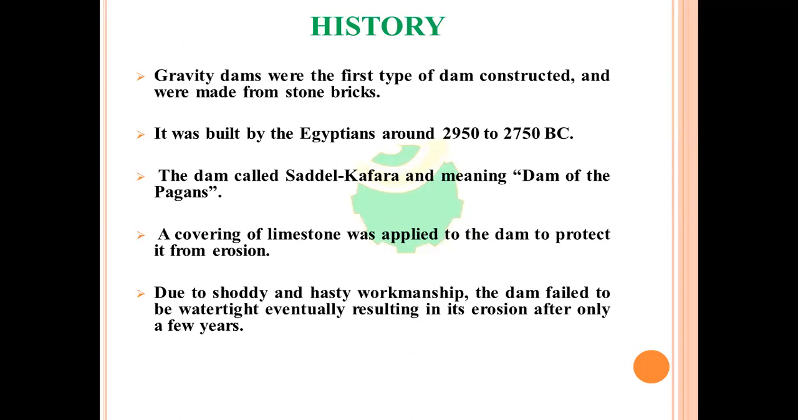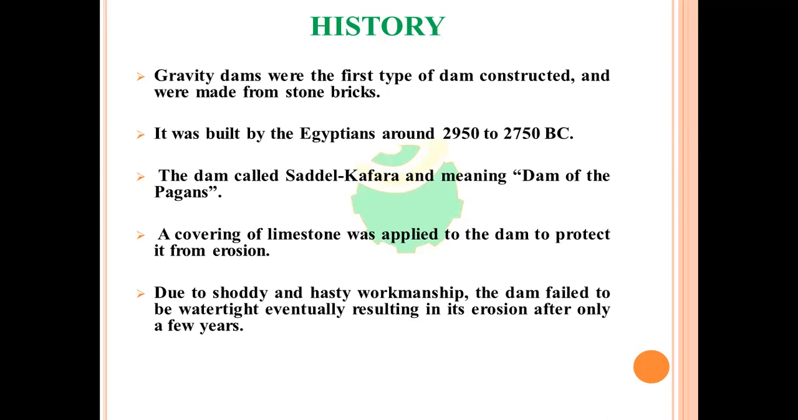It was built by the Egyptians around 2950 to 2750 BC. The dam is called Sadd el-Kafara and the meaning of the dam is Dam of Pagans. A covering of limestone was applied to the dam to protect it from erosion. Due to shoddy and hasty workmanship, the dam failed to be watertight, eventually resulting in its erosion after only a few years.